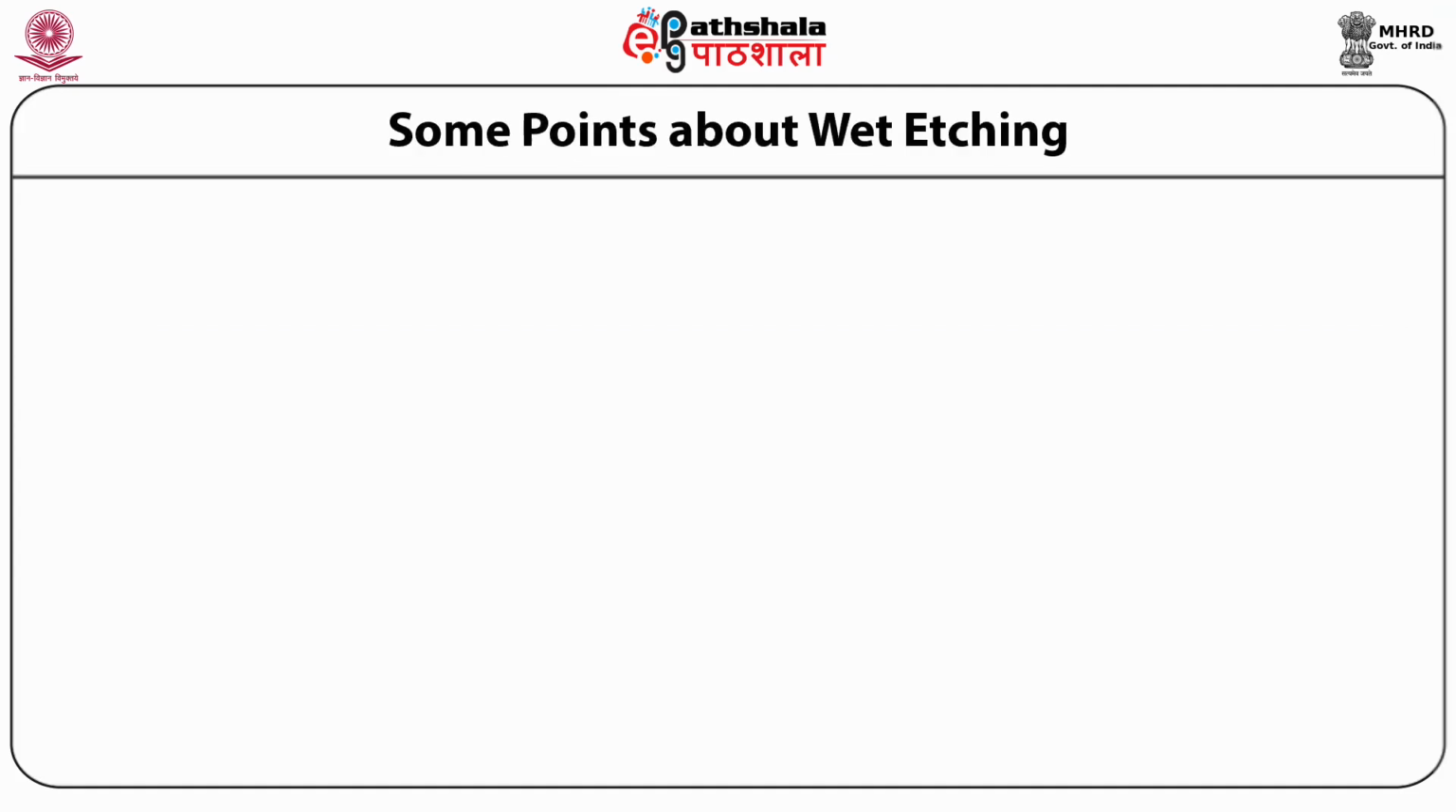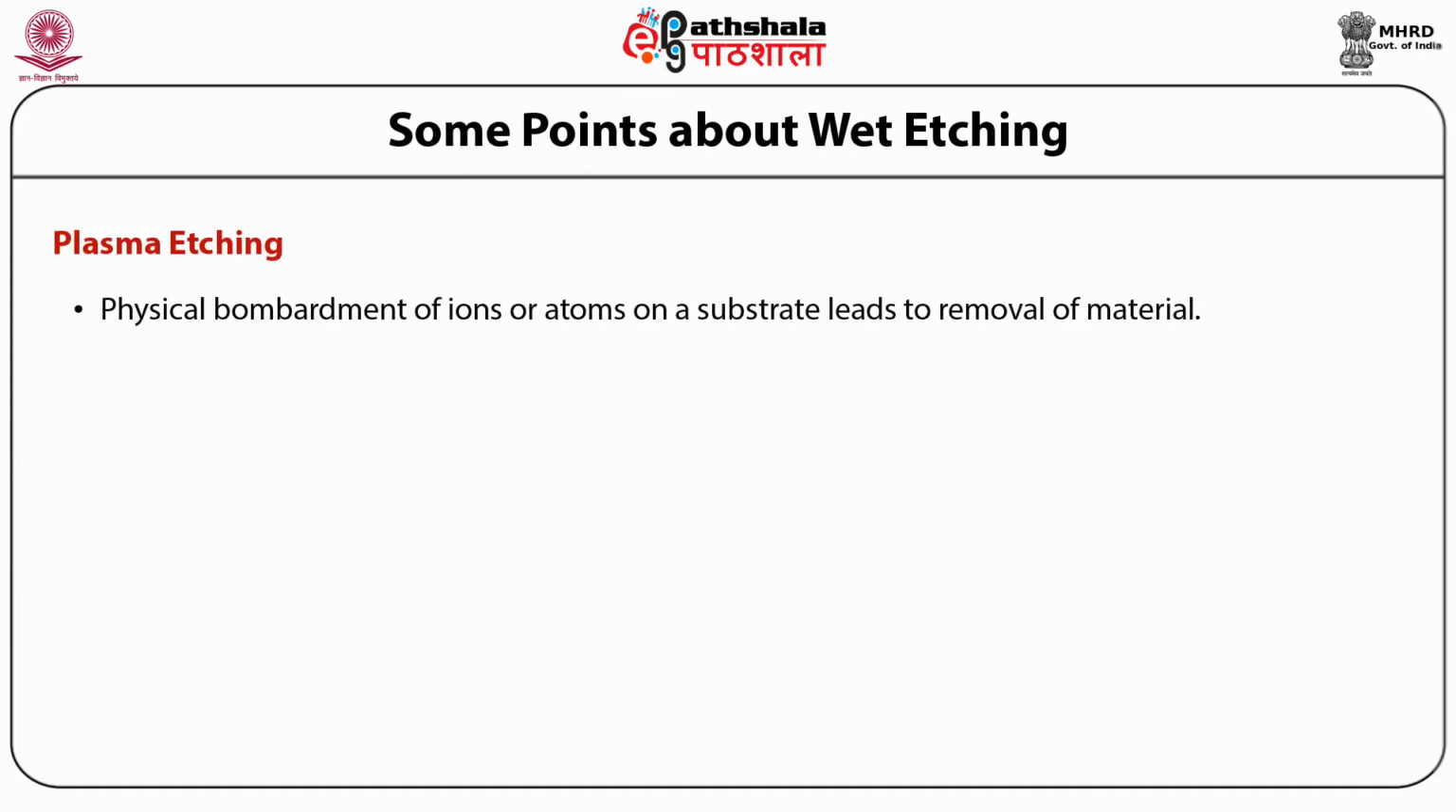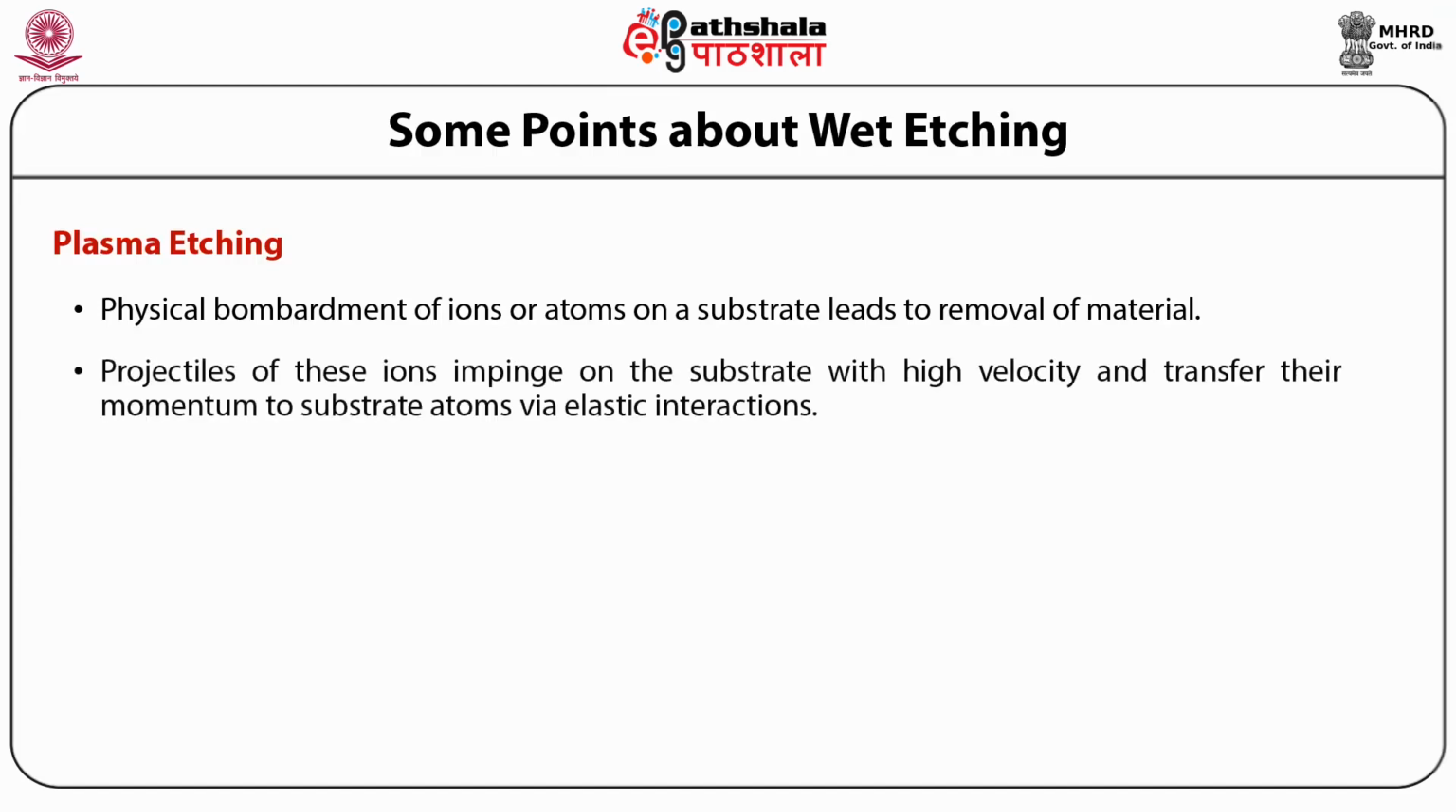So students, now let us study plasma etching. Physical bombardment of ions or atoms on a substrate leads to removal of material. This etching is assisted by a gas discharge, which imparts energy to ions. Projectiles of these ions impinge on the substrate with high velocity and transfer their momentum to substrate atoms via elastic interactions.